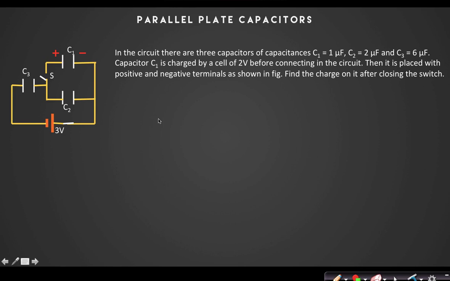The question says that in this circuit there are three capacitors of capacitances C1, C2 and C3: 1, 2 and 6. Okay, this is 1, this is 2 and this is 6. Capacitor C1 is charged by a 2 volt cell before connecting to the circuit. Then it is placed with the positive and negative terminals as shown in the figure. Find the charge on it after closing the switch.